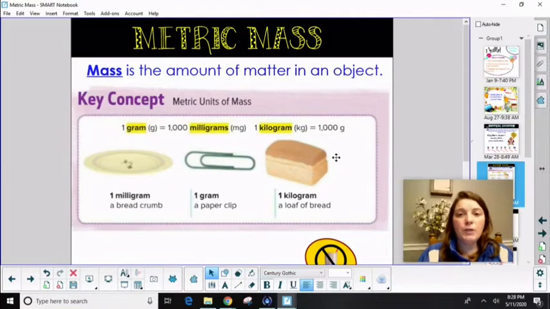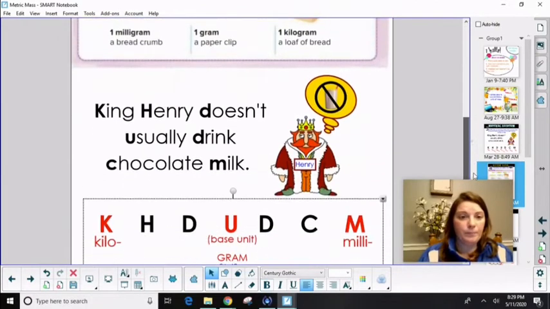And then we get into the kilogram, which is equal to the mass of a loaf of bread. 1,000 grams are a kilogram. So if we took the mass of about 1,000 paper clips, that would equal about the mass of a loaf of bread, which is a kilogram. So there's only 3 that we're working with in mass for the metric system: the milligram, the gram, and the kilogram.